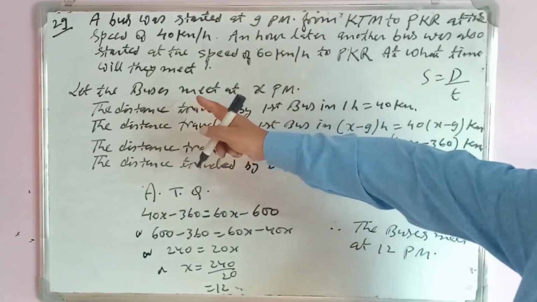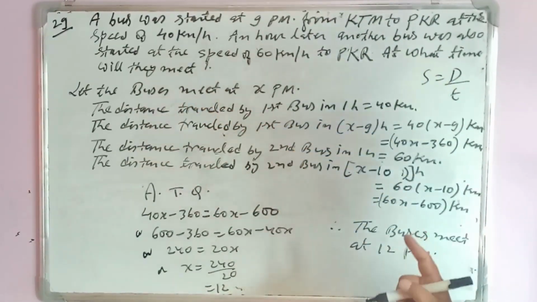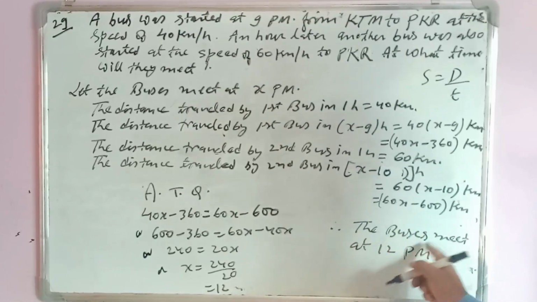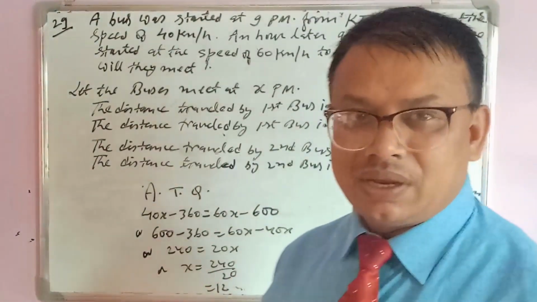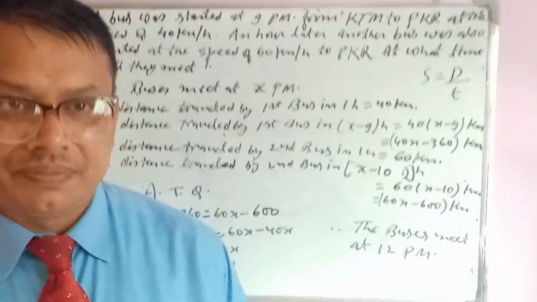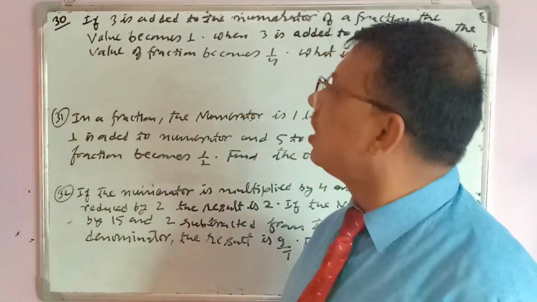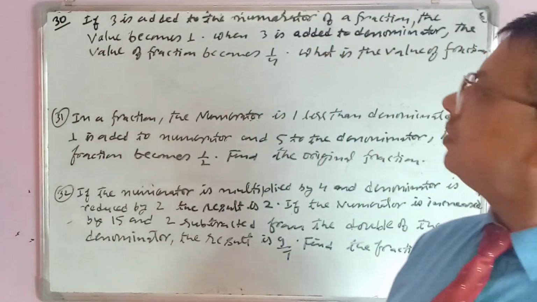Because we have supposed both the buses meet at x p.m., the buses meet at 12 p.m. in Pokhara or on the way to Pokhara. Now I believe you understand, so I'll make the equations only now.